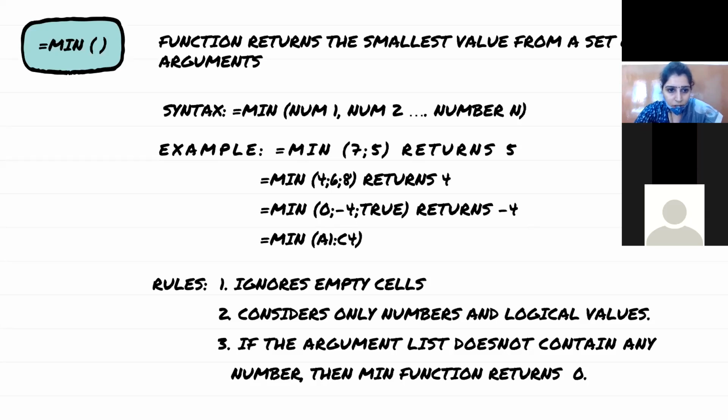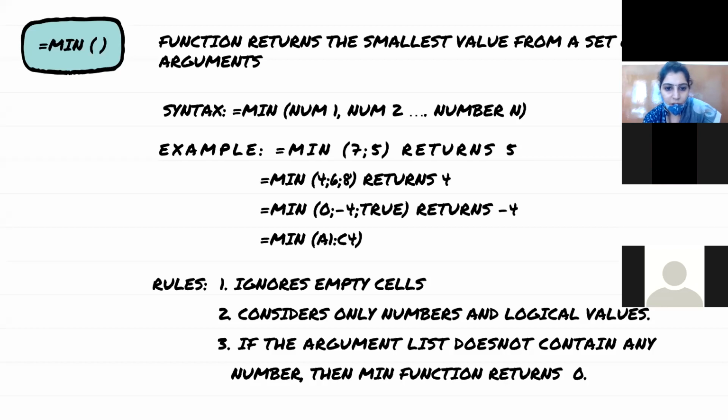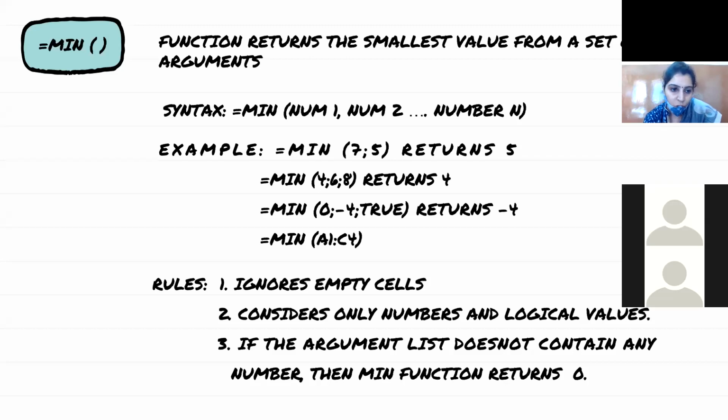MIN 0, minus 4 and true. Now depict the numbers on the number line: negative values, 0 and positive. True means 1. So 0, 1 and on the left side it will be minus 4. So the minimum value will be minus 4. Again in this case, the textual values will not get included. For that, we need to shift to the MINA function. Clear? So let's look at the MINA function now.